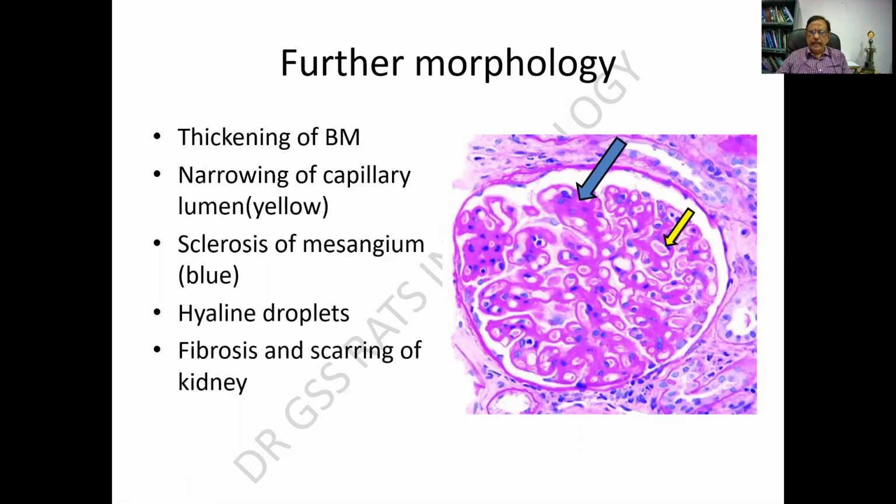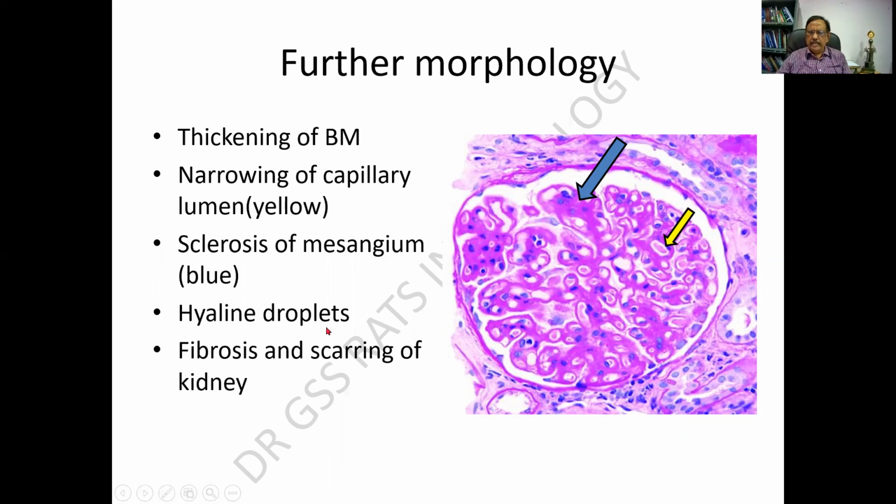What do we see by light microscopy? There is a thickening of the basement membrane, and there is a narrowing of the capillary lumen. This is a capillary, and I find that there is a thickening and narrowing of the lumen. And there is a sclerosis. Sclerosis means some kind of fibrosis of the mesangium. The blue arrow points to the sclerosis of the mesangium.